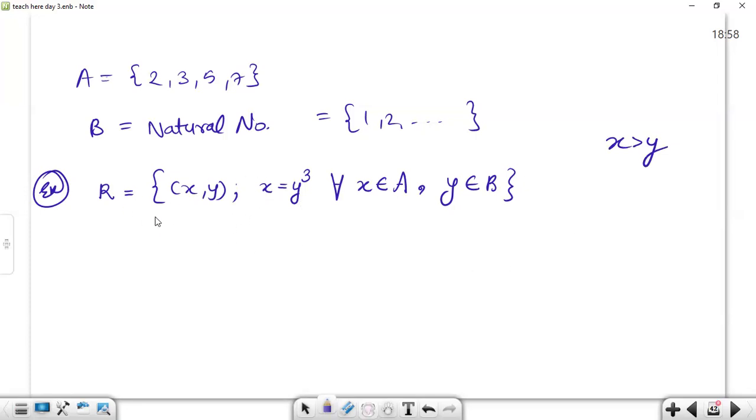So how will we make the set here? Let's go step by step. As it is written here, we can take any x from set A. So let's take x as 2. Its cube is 8. So is 8 available in B as per our question? Because we have to follow the restrictions of the given relation. So y has to be in B.